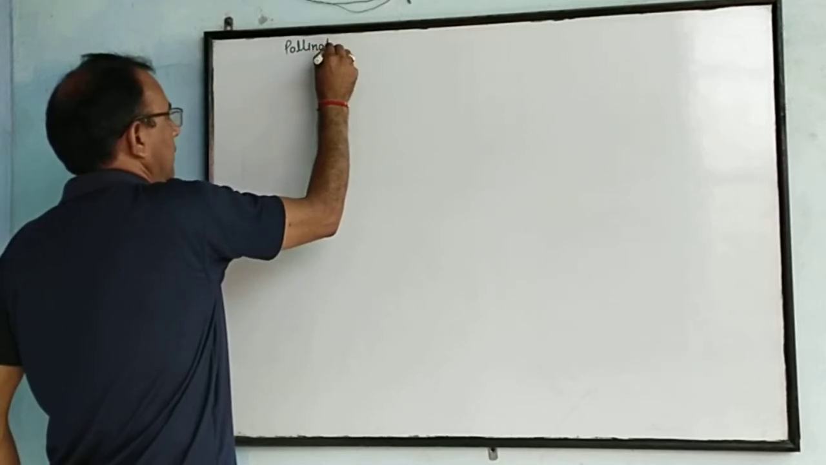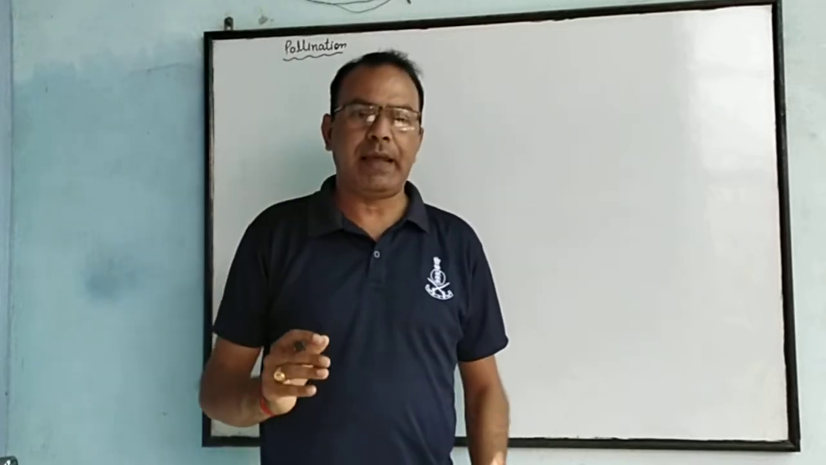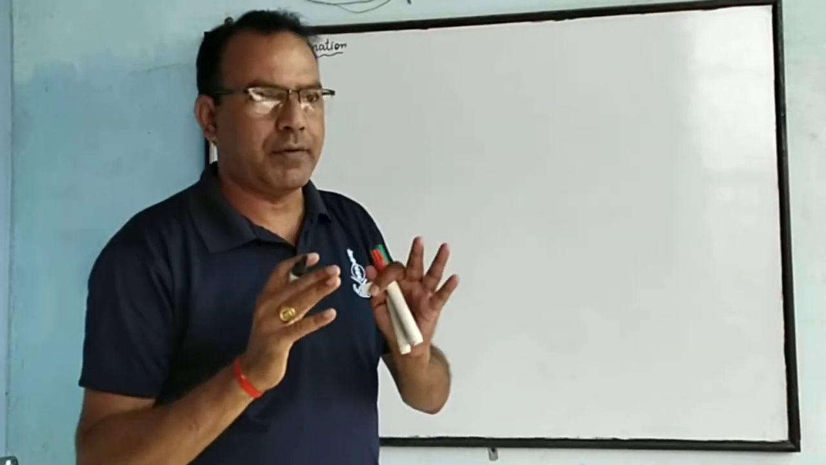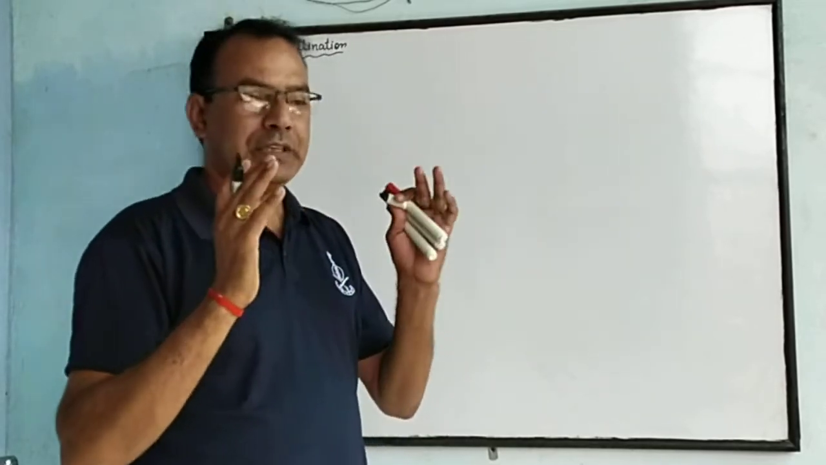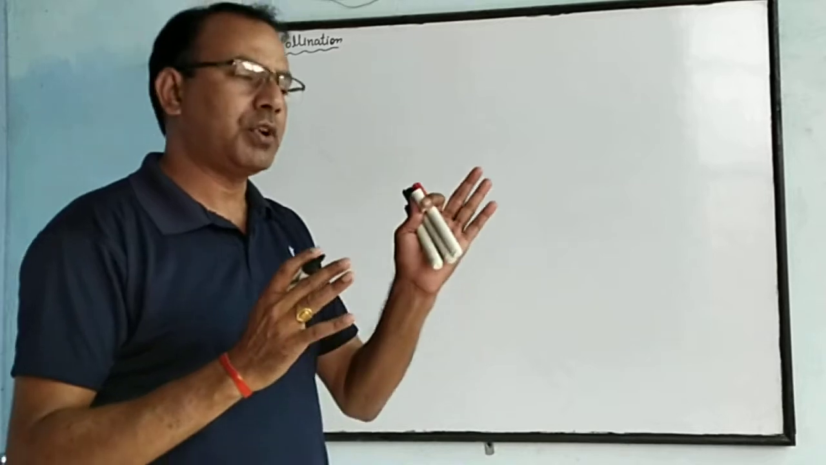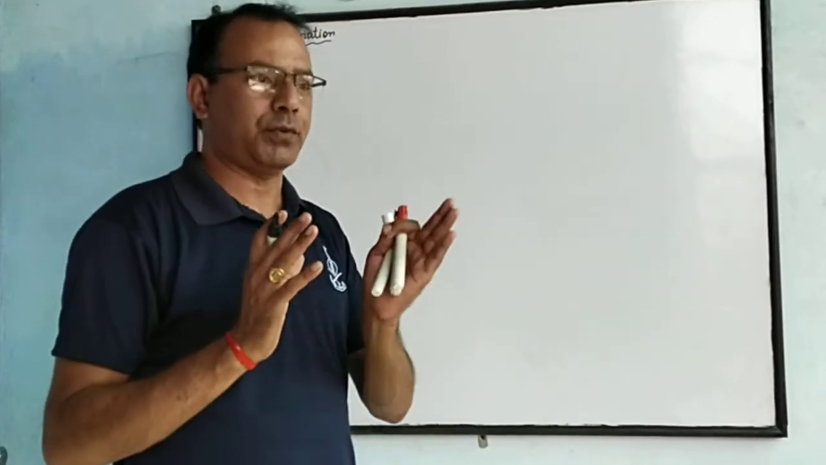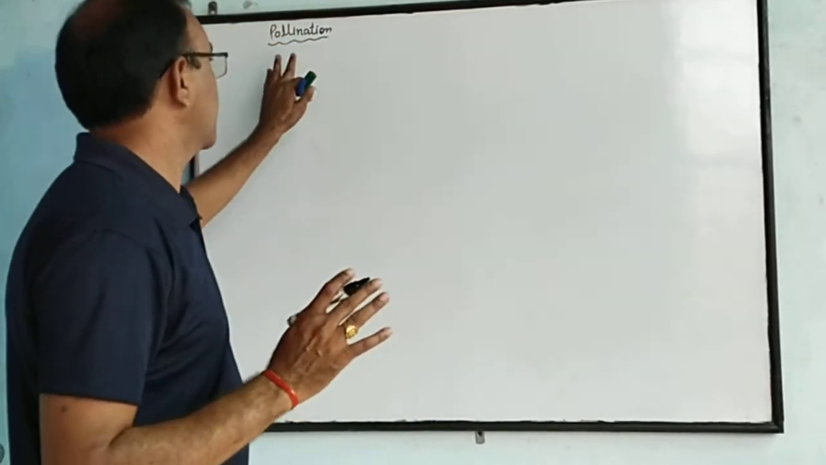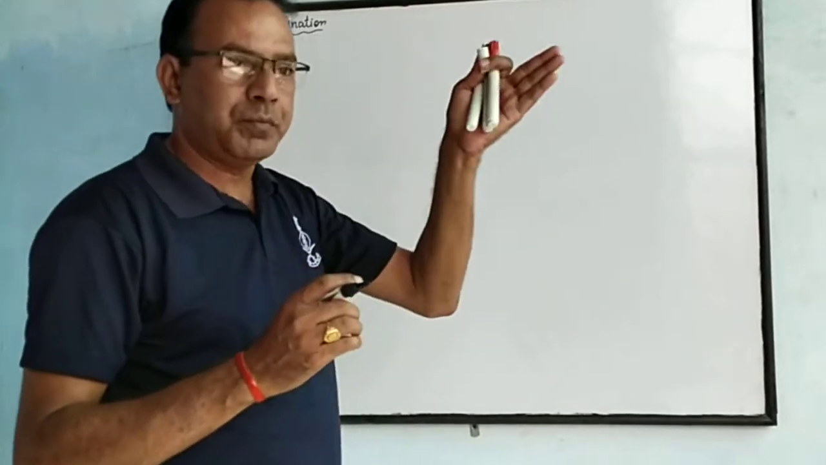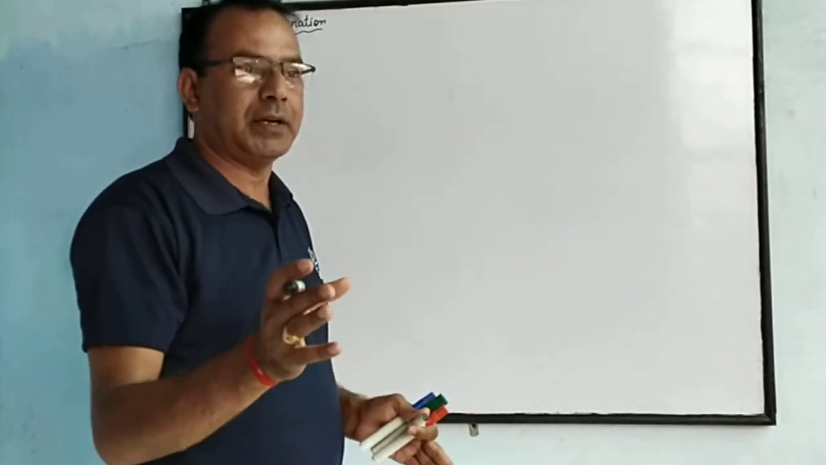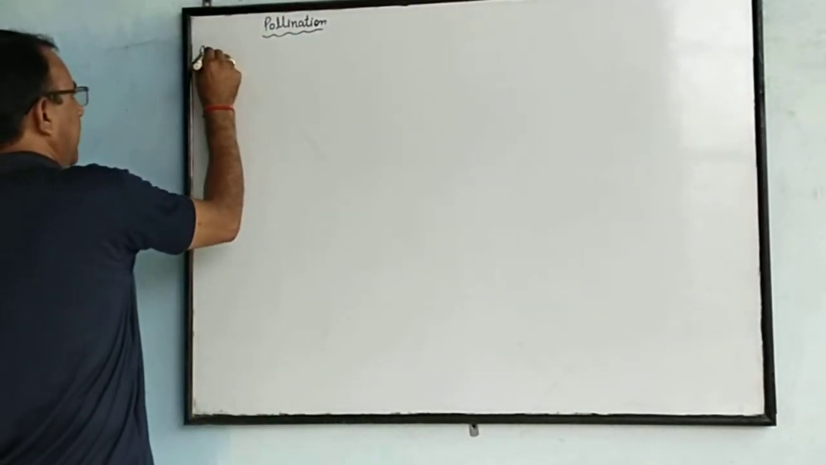What is pollination? We know that male gamete and female gamete are produced in a flower in different places. So to fuse these gametes with each other, there is a need to transfer the gametes from one place to another place. This transferring of the gametes from one place to another place is known as pollination. The male gametes, the pollen grains, are transferred from the anther to the stigma. This is called pollination.